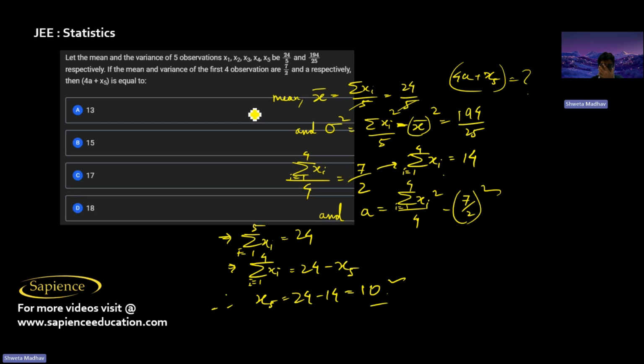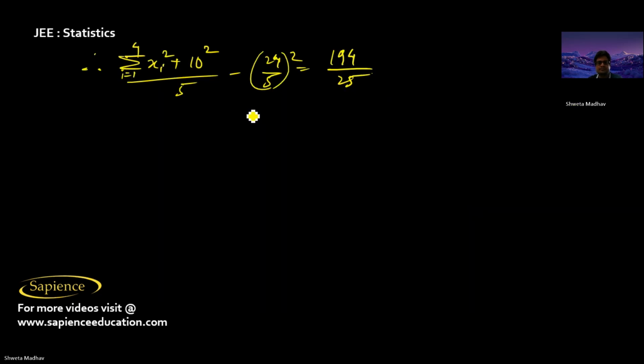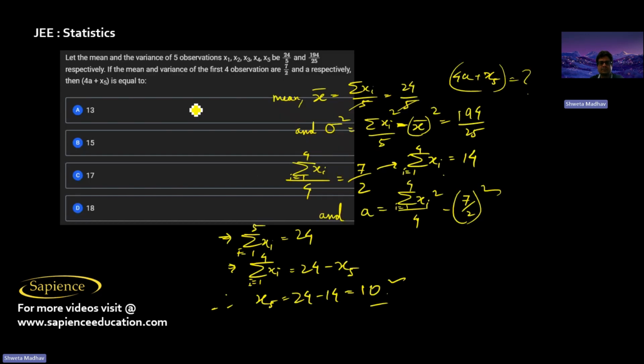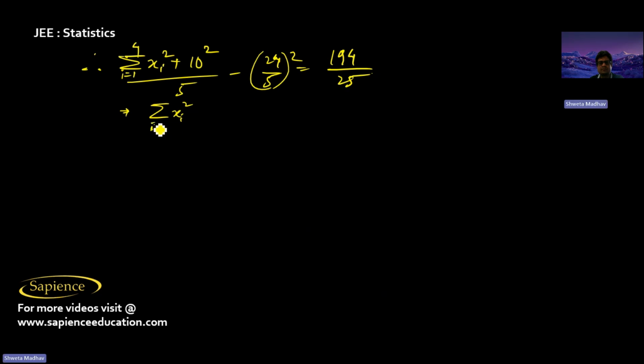Equal to 194 by 25. And summation xi square, i goes from 1 to 4, that will be equal to 194 by 25 plus this will be 24 square over 25 square, that is 625. Now 24 square is 20 plus 4 whole square, so that is equal to 400 plus 16 plus 160, so that is 576.